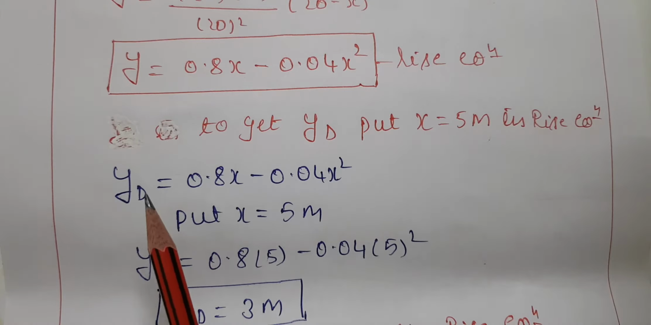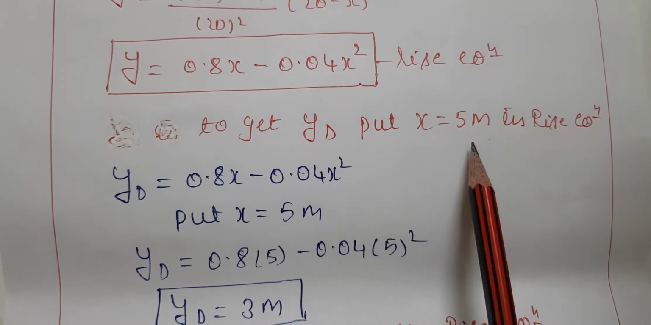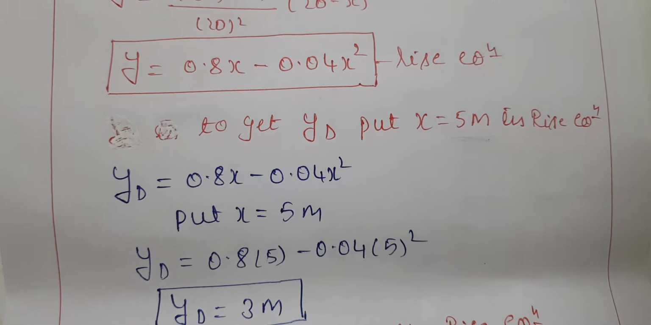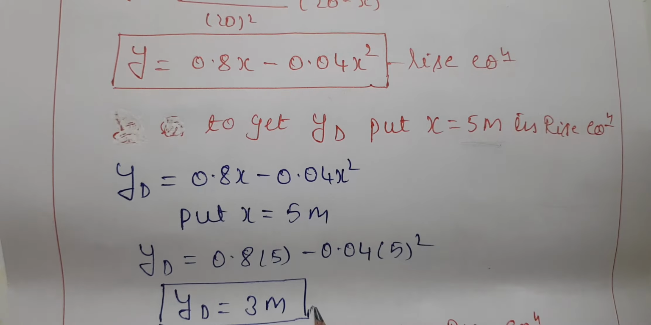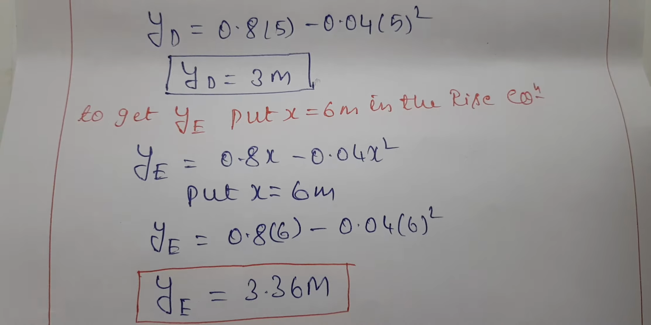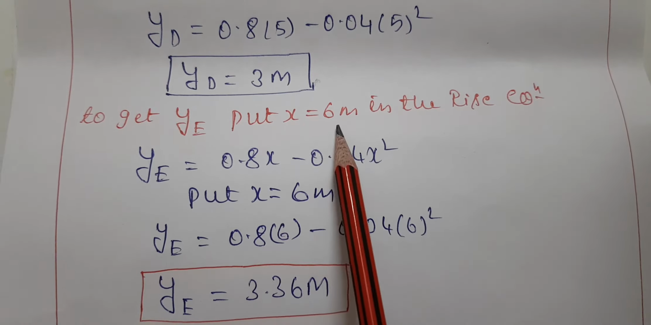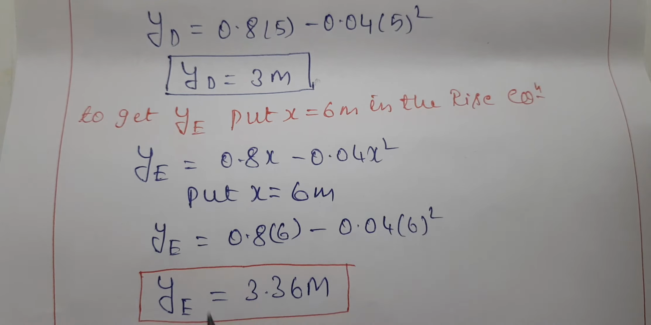This is the rise equation we have. For this rise equation, I'm putting x as 5 meters, then you will get the YD value as 3 meters. Similarly, if you substitute the x value as 6 meters, as shown in the figure, in the rise equation, then you will get the YE value.